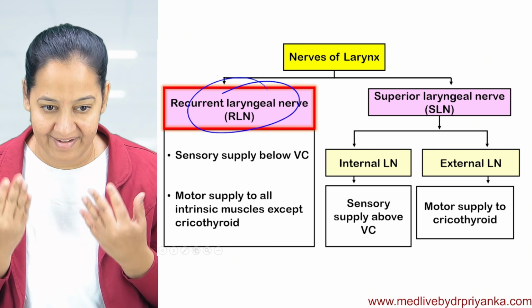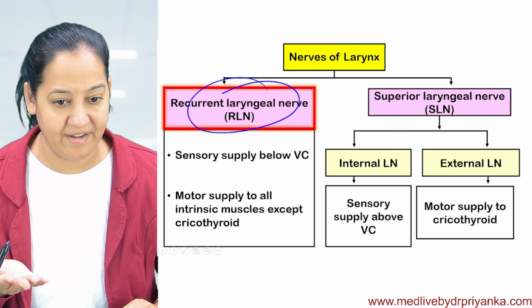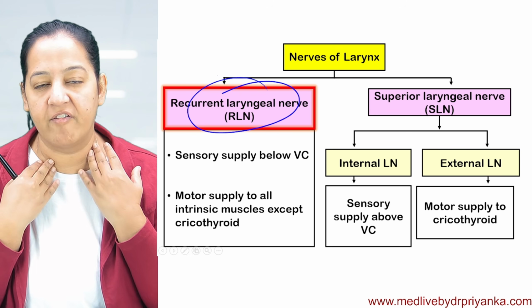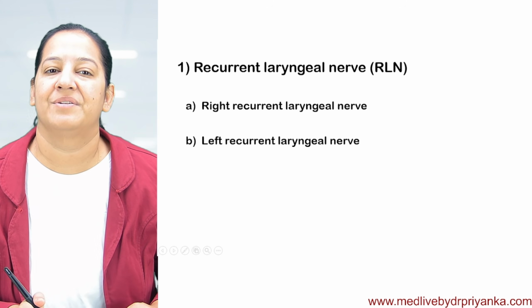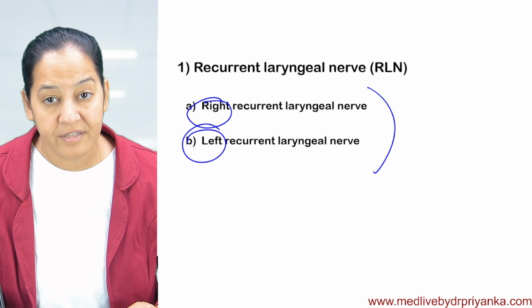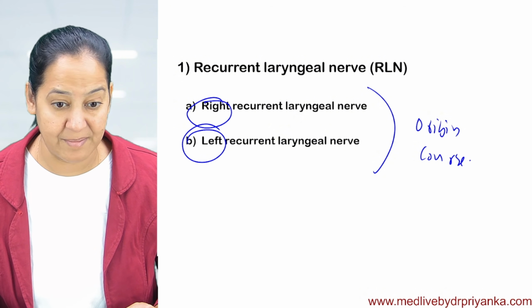So let's start with the recurrent laryngeal nerve. On the right side we have the right recurrent laryngeal nerve and on the left side we have the left recurrent laryngeal nerve. But the origin and course are different. So that's why I'm taking 2 different ones, the right RLN and the left RLN. Their origin and course are not the same. That's why I have to take them separately.